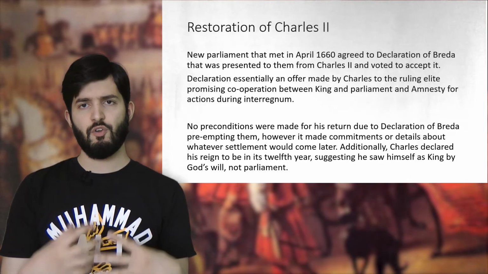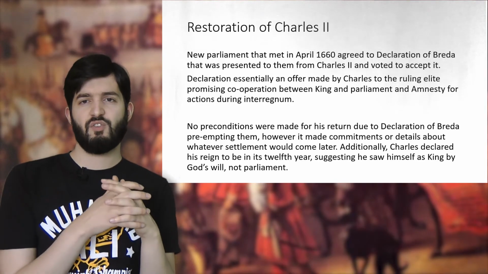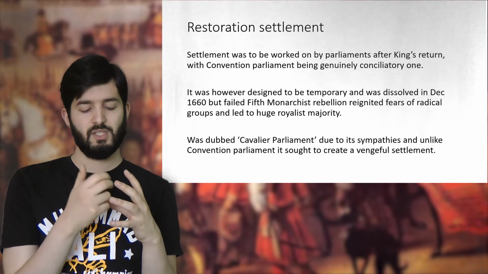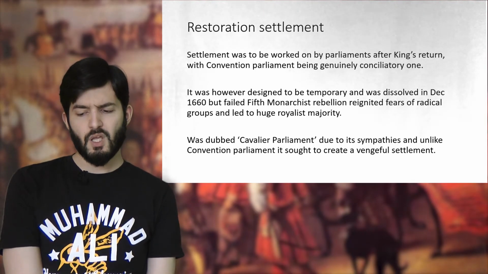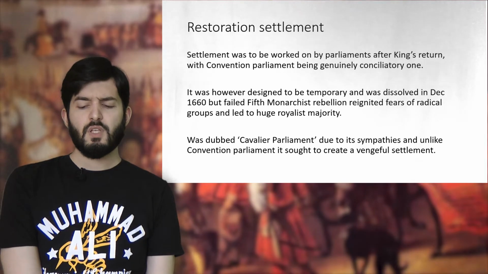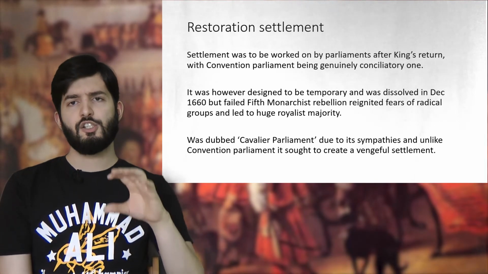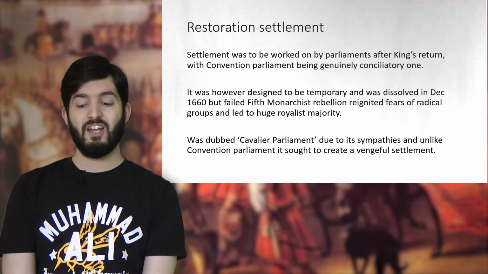put together. So a series of laws being put together which basically decide and govern what the Restoration monarchy will essentially look like in terms of its relationship with Parliament. Those things I've said already that were agreed to be discussed later on. And so the settlement was, as I say, to be worked on by Parliament after the King's return. And so initially, the first Parliament that is in charge is a Parliament known as the Convention Parliament.